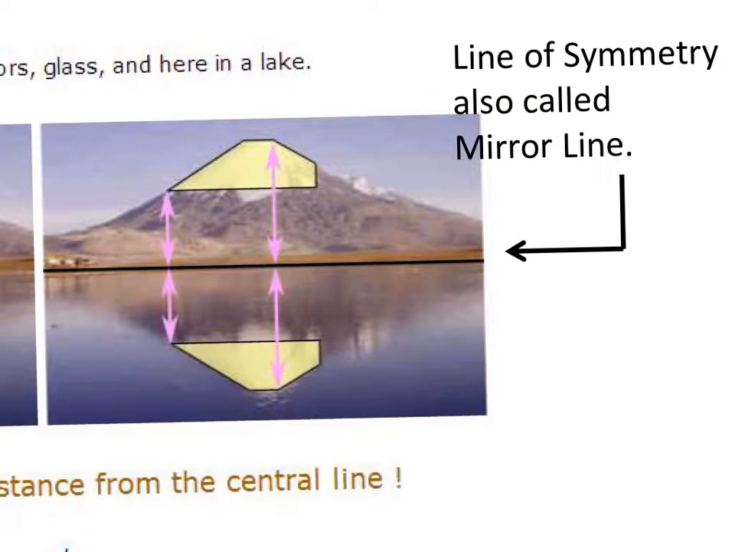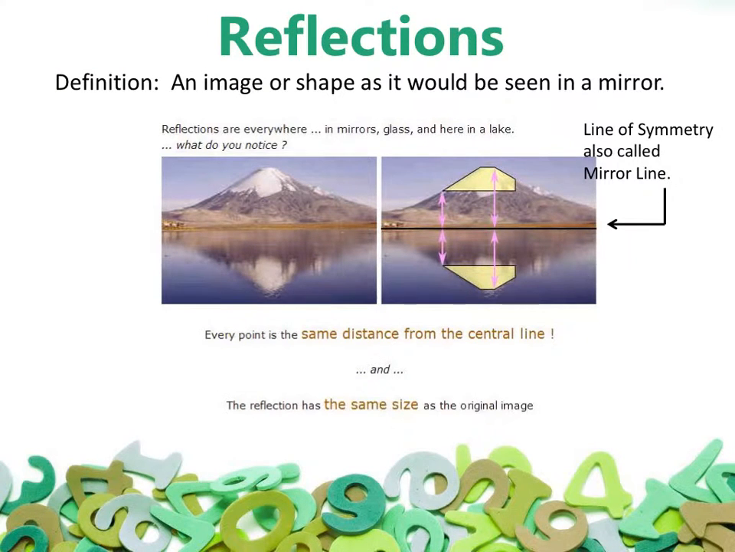Now please note, this is important, that the distance from every point on the original is equal distance from the line of symmetry on the reflection. So this distance is the same as this distance. The reflection has the same size and shape as the original image.